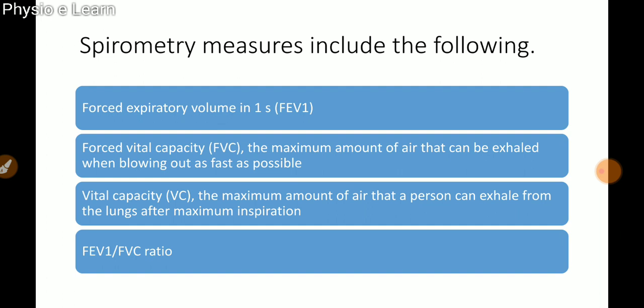And the fourth is of course the ratio of FEV1 by FVC. So we have FEV1, FVC, vital capacity, and the FEV1 by FVC ratio. But while interpreting the spirometry report, we are going to concentrate more on FEV1, FVC, and the FEV1 by FVC ratio. These three parameters are very important.